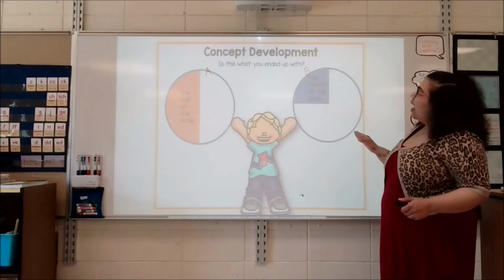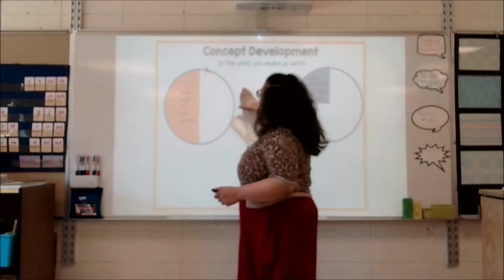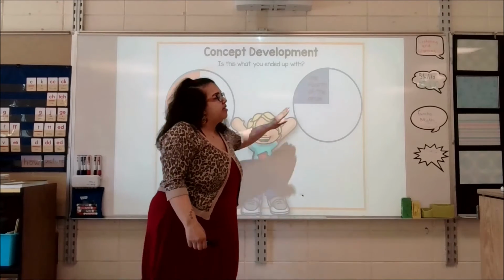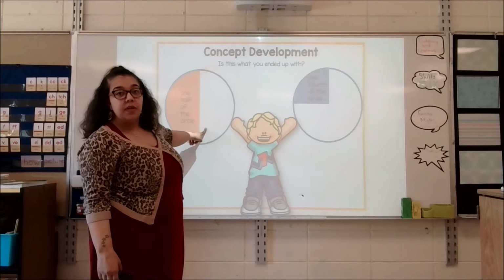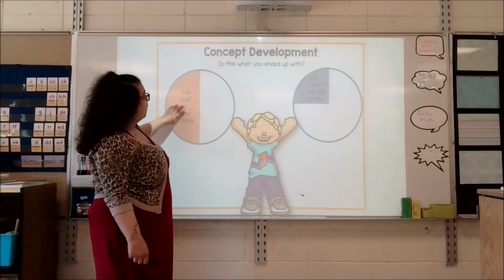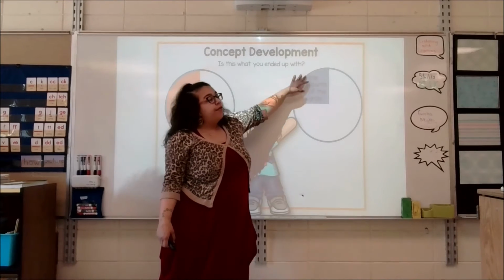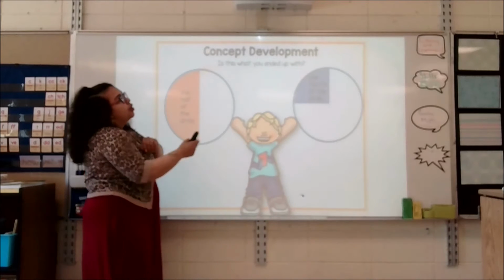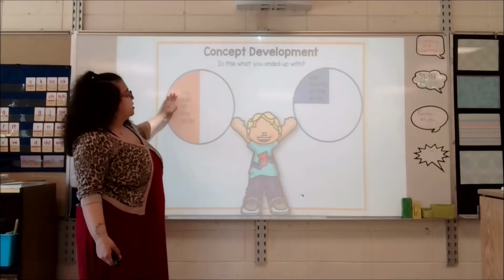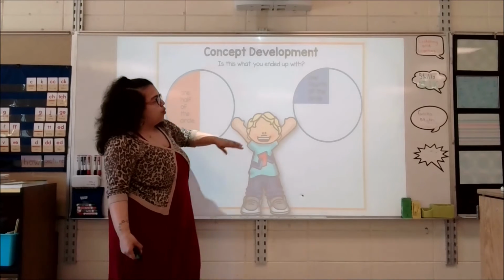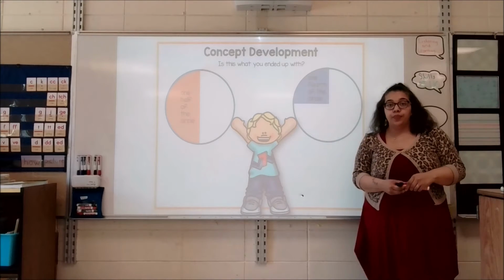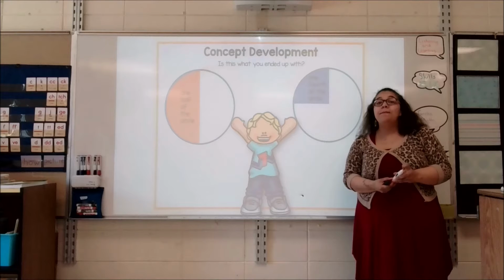Now, in having more pieces, look at the size of my piece. This is one piece of this pizza. This is one piece of that pizza, correct? 1/2 of this circle, 1/4 of this circle. So that has more pieces, but which one has bigger pieces? Brown or blue? Which one has bigger pieces?